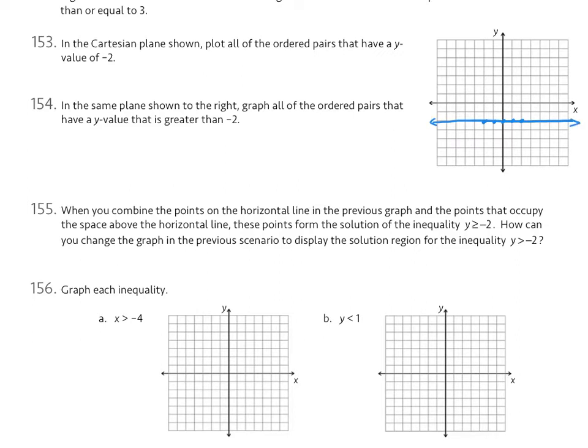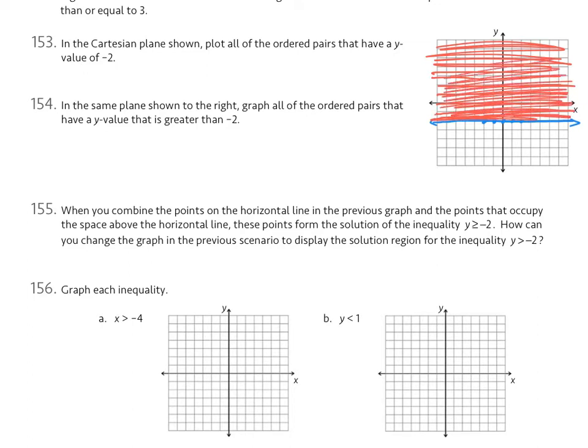154. In the same plane shown to the right, graph all of the ordered pairs that have a y value that is greater than -2. Any point with a y value of -1 has a y value that's greater than -2, and that would be all the points on this horizontal line. Points with a y value of 0 are greater than -2, as are +1, +2. All of these points have y values that are greater than -2. So everything above the blue line has a y value that is greater than -2.